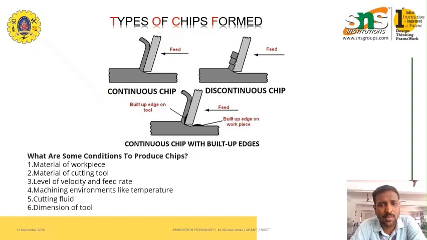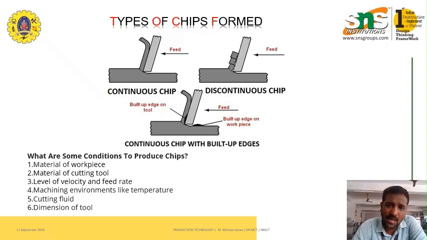For continuous chips, an example is a pencil sharpener. When we sharpen a pencil, we get that flower-like pattern. The scraps are developed whirling continuously, and the chips do not break. That type of chip is called a continuous chip. In some other pencils, we can see the scrap is broken continuously into very small pieces. That is called discontinuous chips.